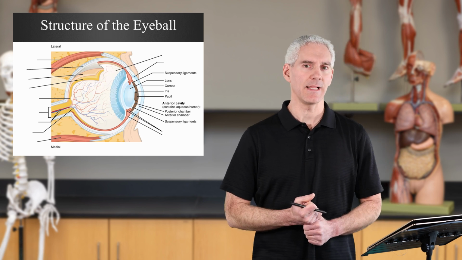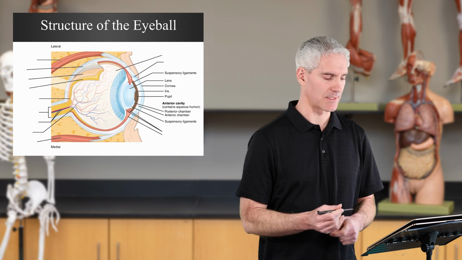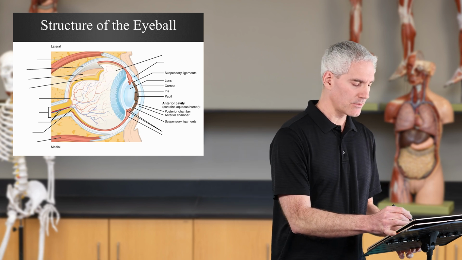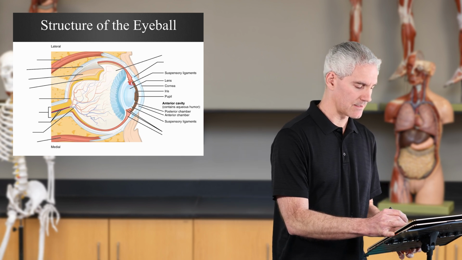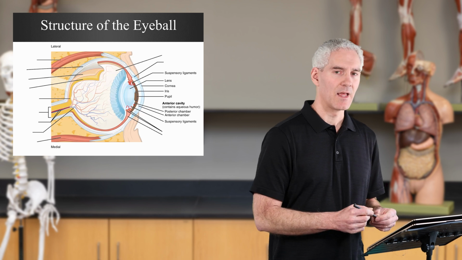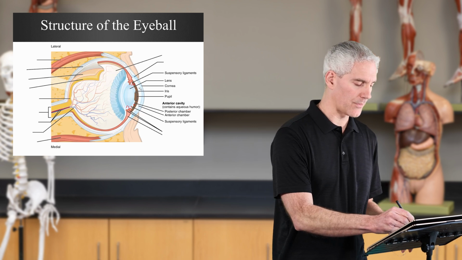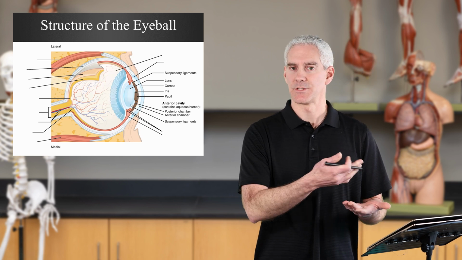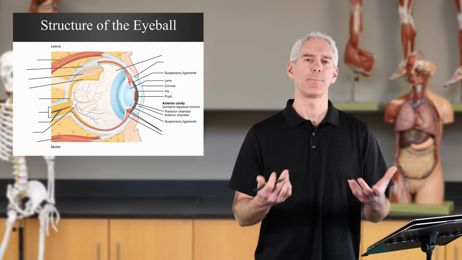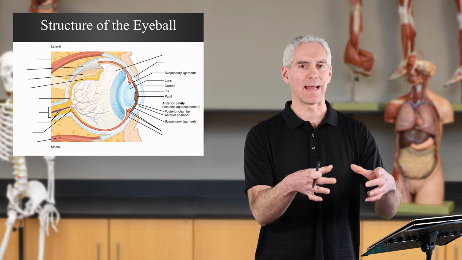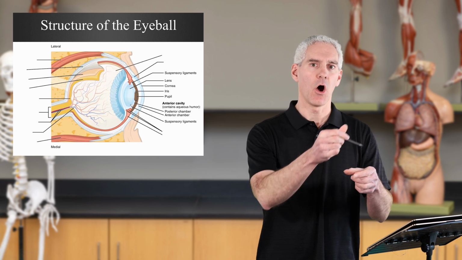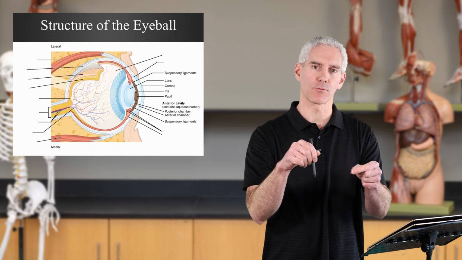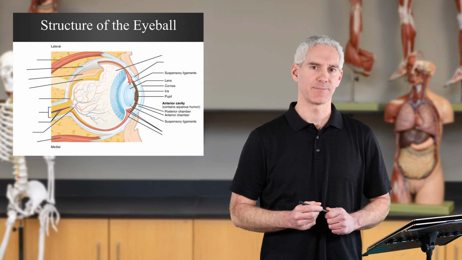The lens is held in place by these suspensory ligaments. Now, the suspensory ligaments are just these little tiny lines that go all around. Now, it would go all the way around a full 360, but the image obviously is only two-dimensional. Think of a trampoline. If the actual mat you jump on was the lens, all those springs running all the way around it, that would be the suspensory ligaments.